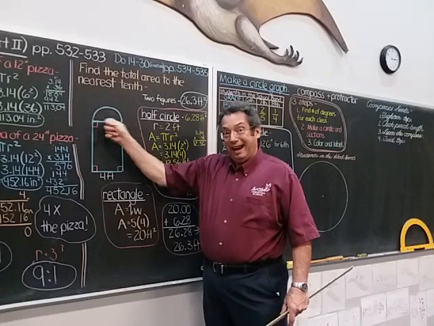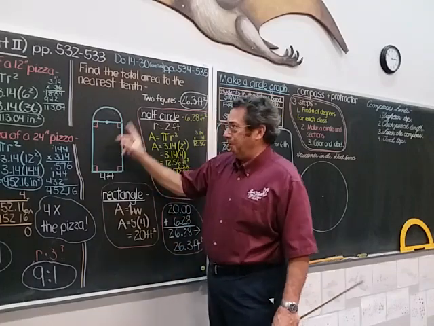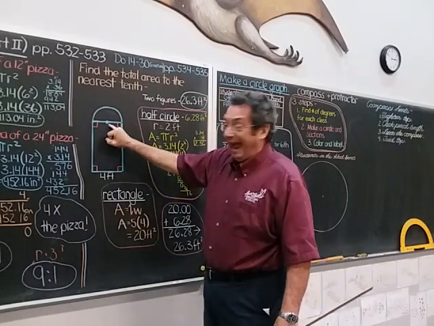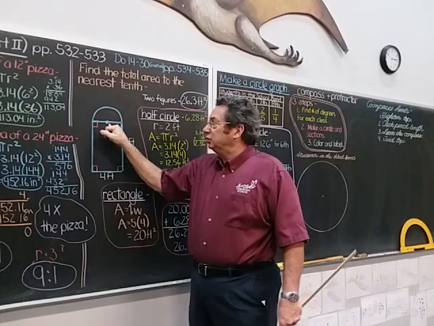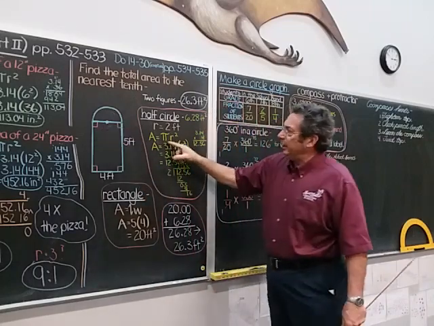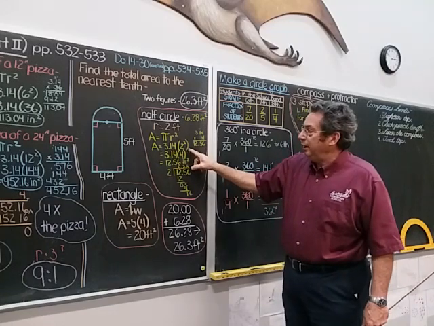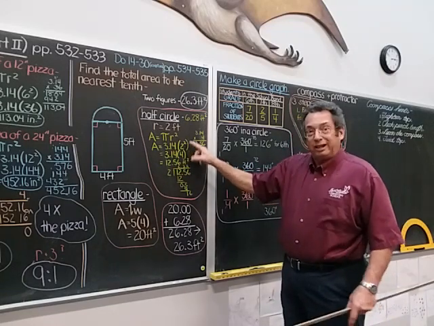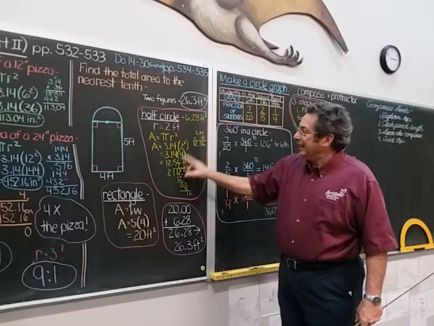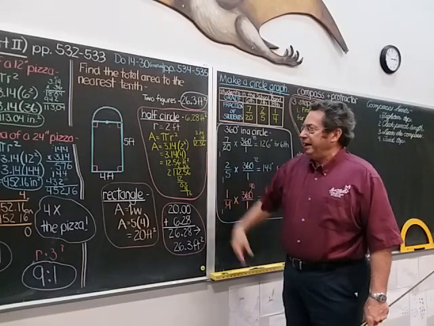So that means this side is 4 feet too. It's a rectangle. So what's the radius? Half of 4 is 2. So the radius is 2. So I'm going to say area equals pi r squared. Area equals 3.14 times 2 squared. 3.14 times 4, because 2 times 2 is 4. And I get 12.56 square feet.